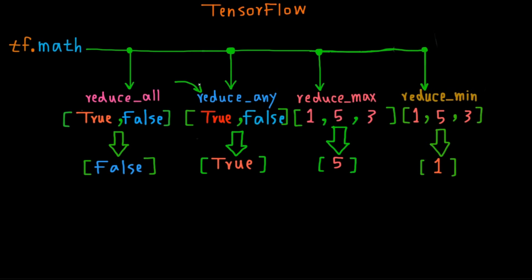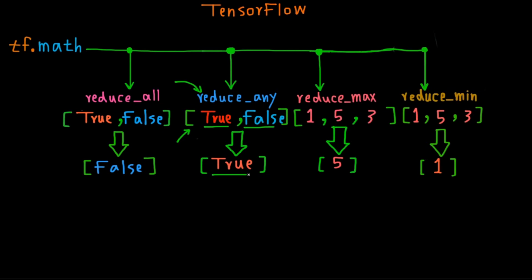Let's go to the reduce any function. This function computes the logical OR of elements across dimensions of a tensor. Let's say we have this tensor, a one-dimensional tensor with just 2 elements. Here's the first one, which is true, and the second one, which is false. When we apply logical OR on these 2 elements, the result equals true.